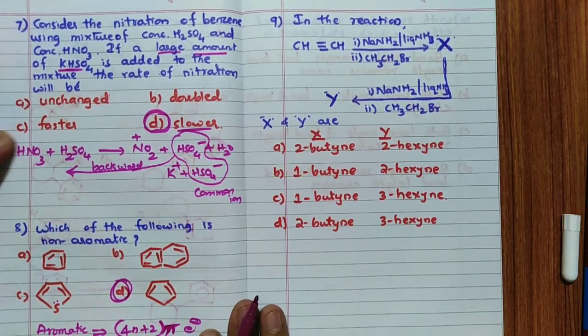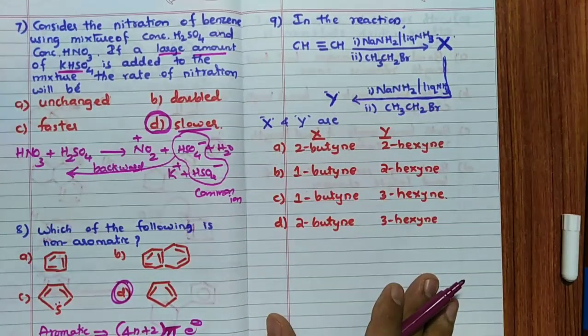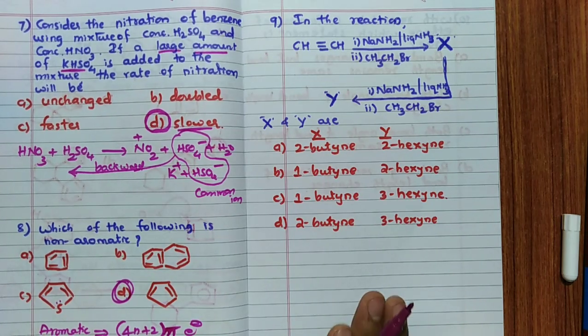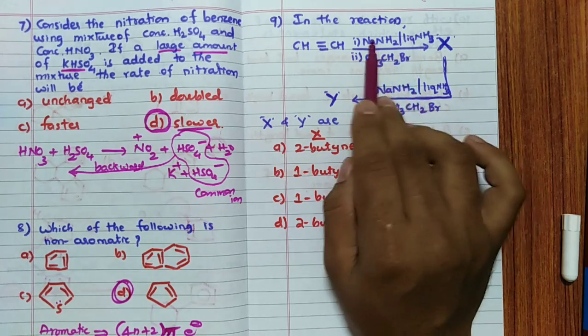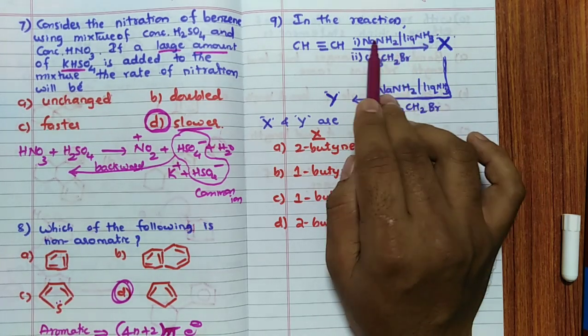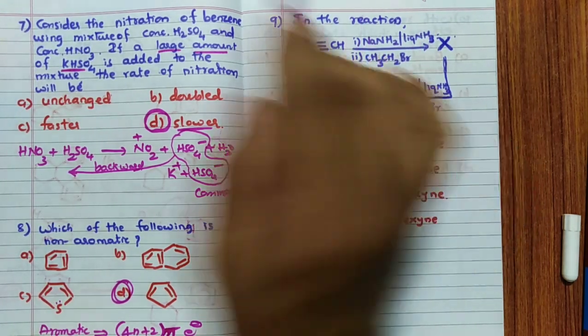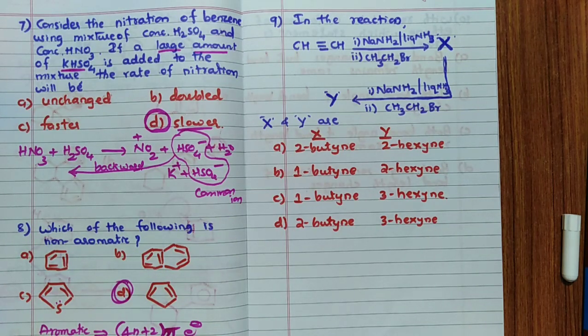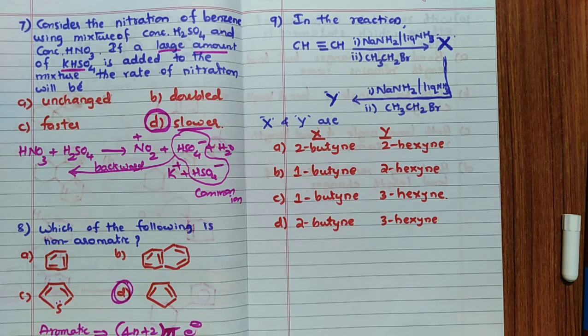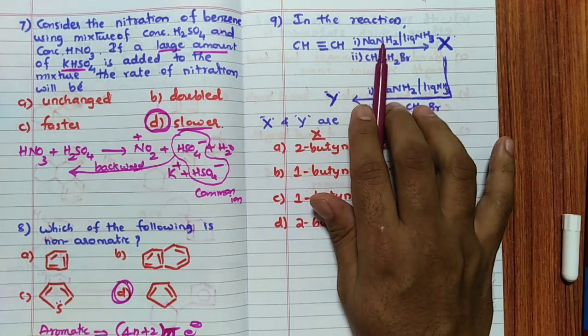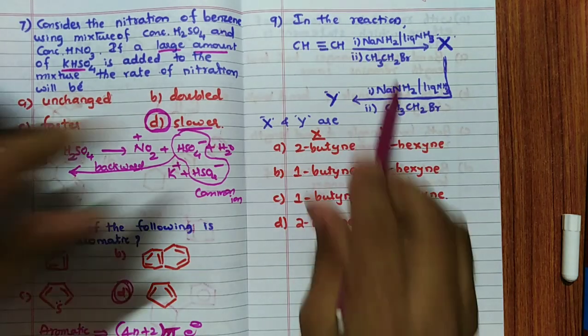Then 9th question. In the reaction, and it is a very important type. See here, NaNH2 in liquid ammonia. It is not Na in liquid ammonia. Na in liquid ammonia with hydrogen should be there to form alkene. So what is the mistake you will make? Remember, you have learnt in the case of alkenes, cis-alkene and trans-alkene formation. There we used Birch reduction. This is not the Birch reduction reagent.